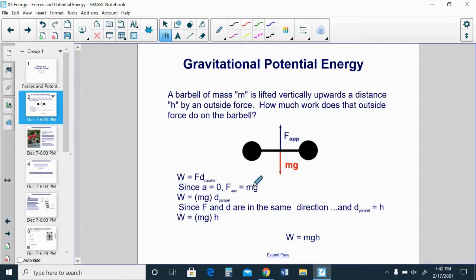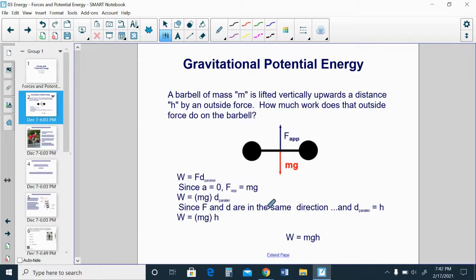So we can take mg and substitute that in for force. Instead of work equals force times parallel displacement, you could say that work equals mg times parallel displacement. In this case, since F and d are in the same direction, and the parallel displacement d is a height, we'll replace it with a lowercase h for height. What we're saying is that the work equals mgh.